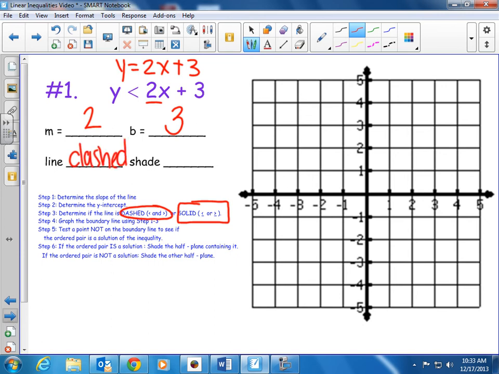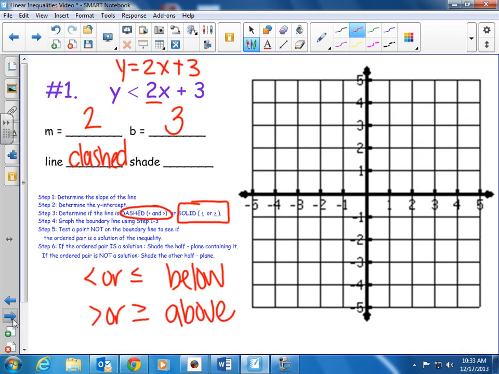Okay, now to determine where I'm going to shade, we're going to see if we're going to shade above the inequality or below. If the inequality is less than or equal to, you are going to shade all of the solutions below the line that you drew. If the inequality is greater than or equal to, you're going to shade the region above the line that you draw. Okay? So let's go ahead and get started. I'm going to start by plotting my 3, my y-intercept, just like usual. Then I'm going to rise 2 and run 1 because my slope is 2. I'm also going to go down 2 and to the left to get some points over here.